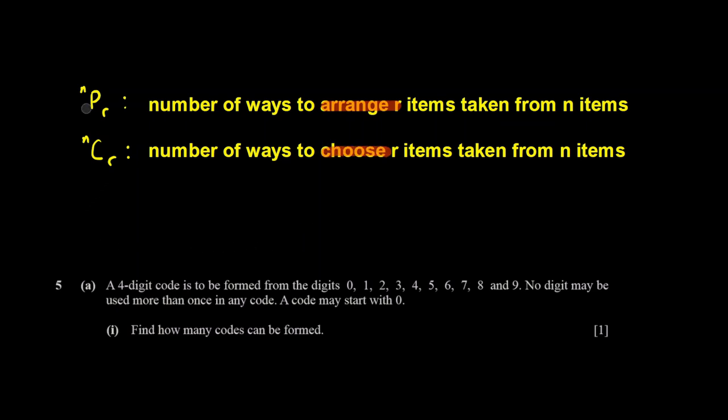If we are arranging items, then it means that the order matters, right? So for permutations, order is important. For combinations, order is not important. And in the context of the question, we need to ask ourselves, does the order matter or not?